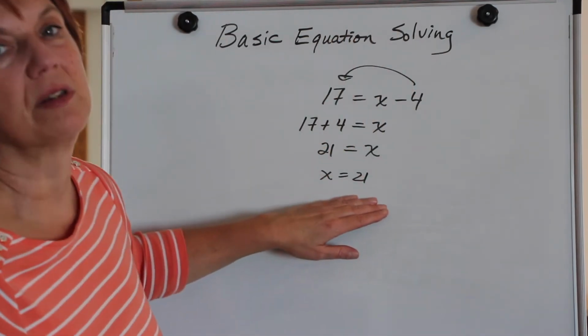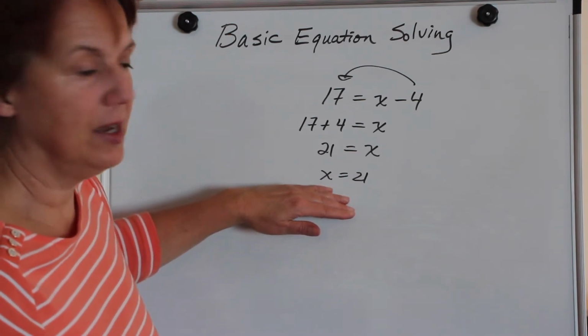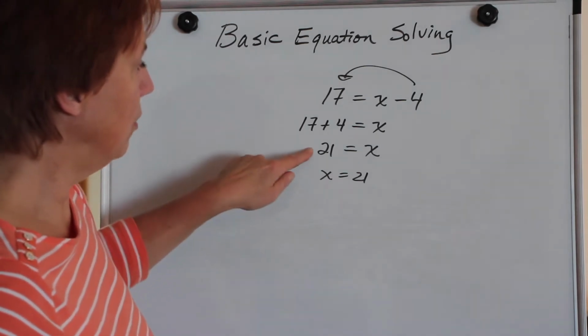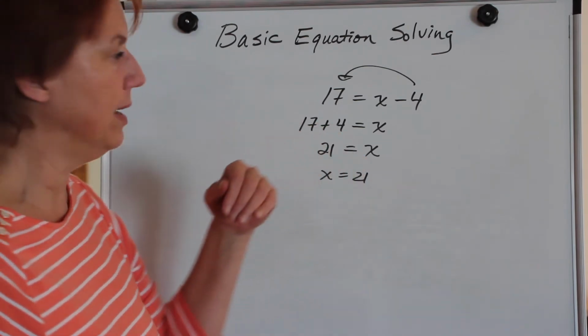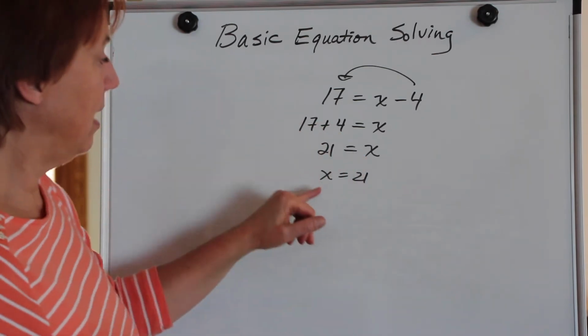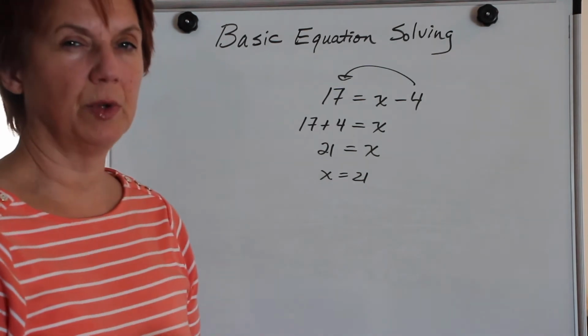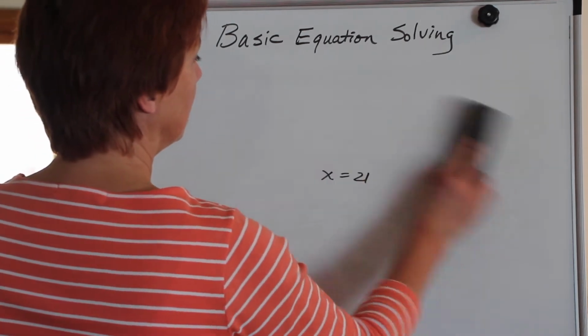Because teachers love this, right? Teachers really like to see that variable on the left-hand side because we're not solving for 21, we're solving for x, and we read from left to right. So what is x? x is 21. So it's a very precise way of leaving your answer, all right?